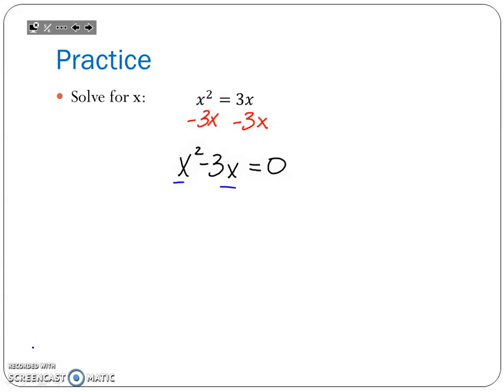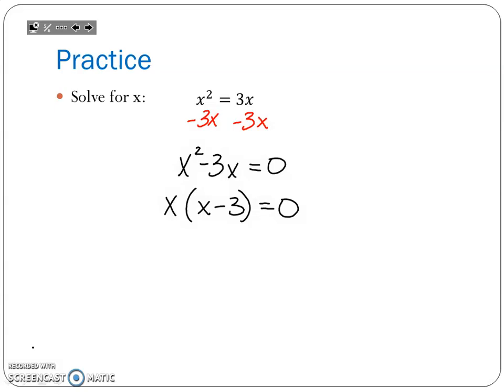If I look at this and this, what do both of those have in common? Well, they both have an x in common. So I can pull an x out, and I'm left with an x minus 3 on the inside. That's all I can do to factor that one, just pull an x out.